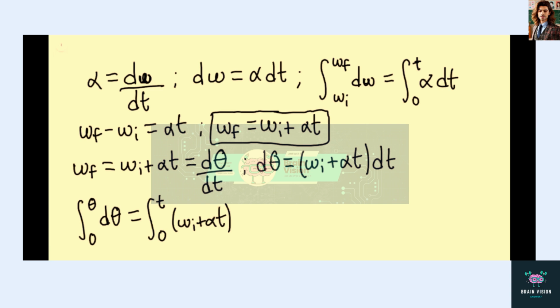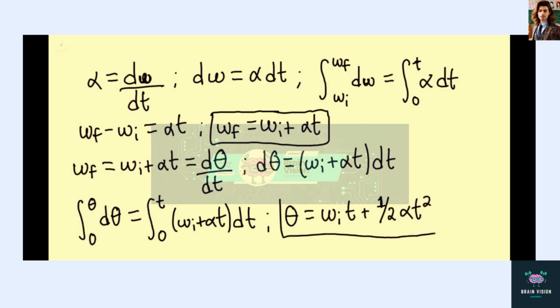We find that theta, the change in angular displacement, would be equal to omega initial times t plus 1/2 times alpha t squared. So this would be how we were to derive the equation for the change in angular displacement. That is the end of the solution.